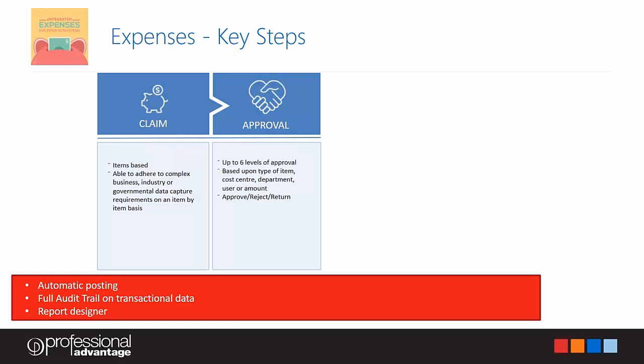There is a full audit trail on all transactional data, so you can log into the browser and have a look at any of those items, and you can see exactly the steps that particular item has gone through, who the user was, and everything is date time stamped. There is also a report designer, and a couple of standard reports come with the expenses module. You can have a claims listing, or you can have a claims detail report as well.